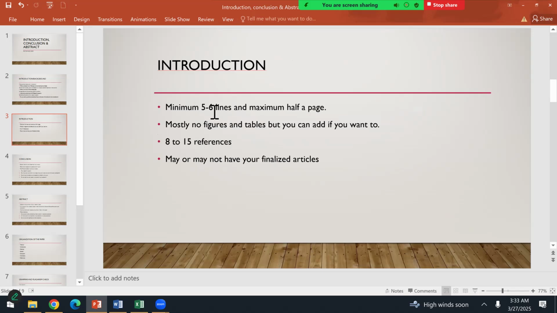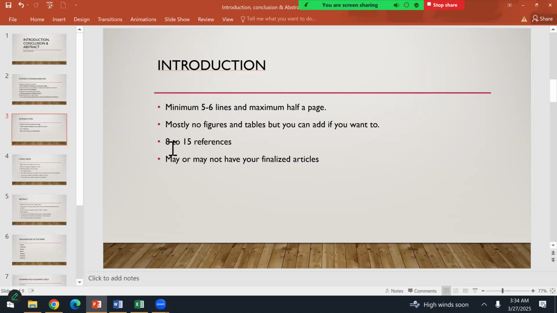So minimum can be 5 to 6 lines and maximum half a page. Mostly it has no figures and tables, but you can add it if you want to. I told you that you cannot take figures from the internet because it has plagiarism and you have to take permission from the author. But you can always make flow diagrams. Like if in the discussion section as well, you are describing a mechanism of action of certain drug, then you can make your own flow chart or flow diagram and you can add it there.